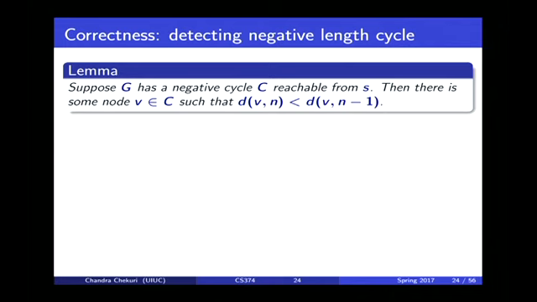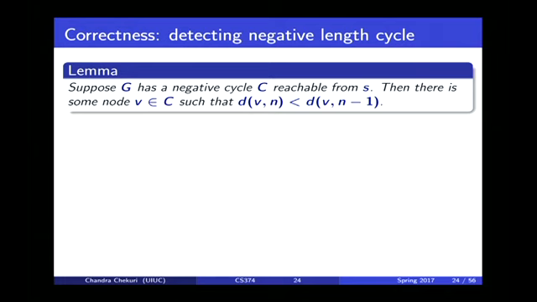So what happens? Why will the distance change if the negative length cycle is there? Suppose G has a negative length cycle. I want to convince you that some vertex distance will go down in the nth iteration. I want to claim that when we do the last iteration, somebody's distance will actually go down.